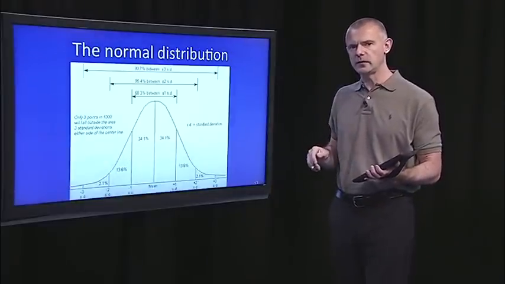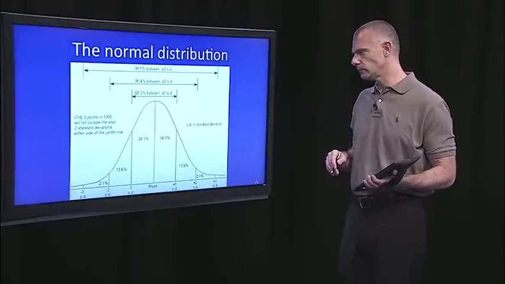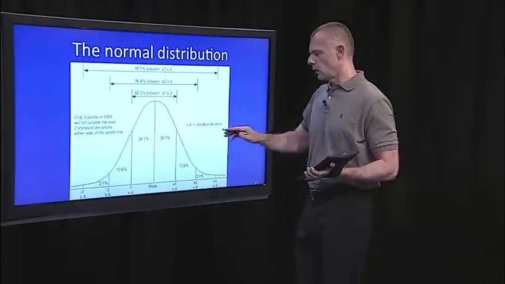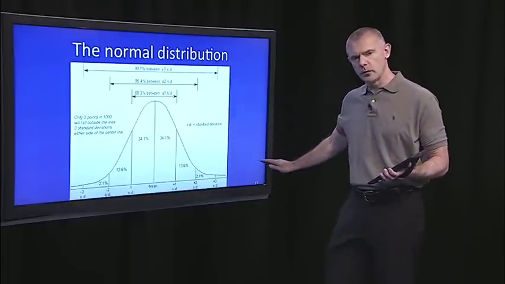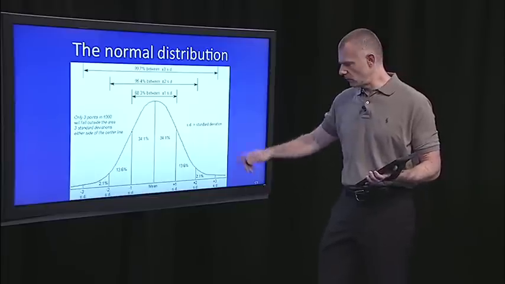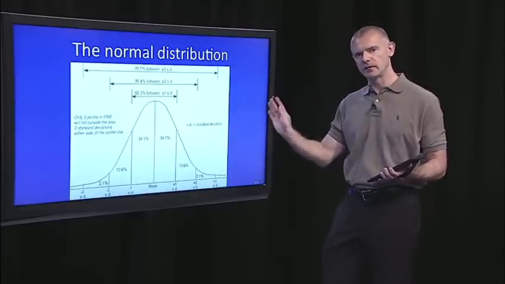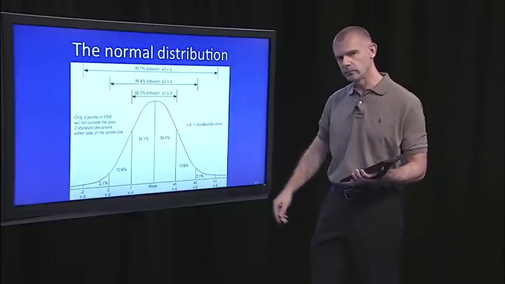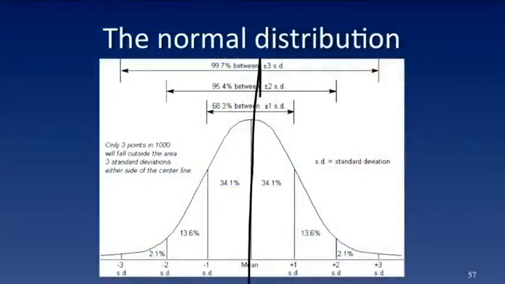So first, let's revisit this normal distribution. You know a distribution is perfectly normal if it has this bell shape and if it's symmetrical around the mean. So here's the mean. 50% of the distribution falls below the mean, 50% falls above. It's perfectly symmetrical.